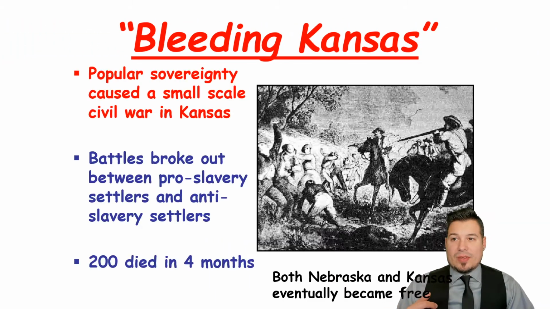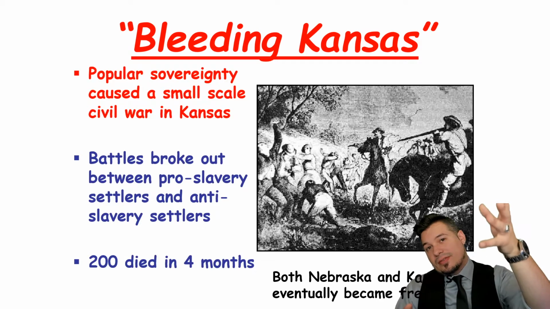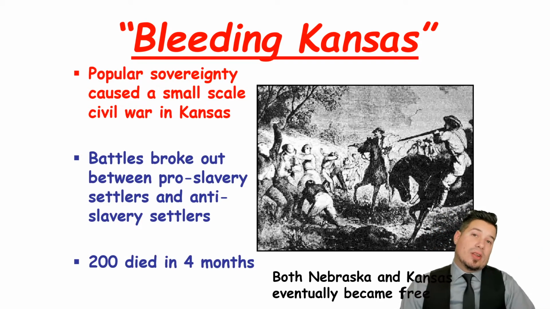In fact, we often had border hoppers that would hop the border from Missouri over to Kansas and vote to allow slavery, and then hop back over the border. This all leads to Bleeding Kansas. Bleeding Kansas is where essentially popular sovereignty led to a small-scale civil war in Kansas.